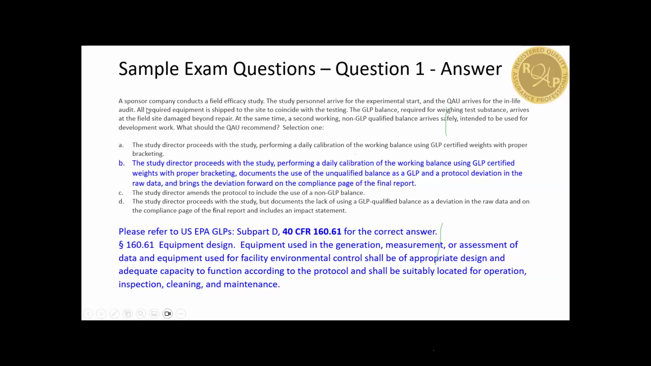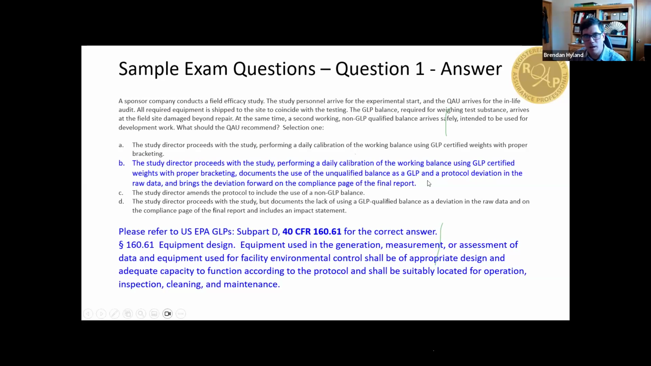I just spotted another clue too. In B, it says documents the use of the unqualified balance as the deviation, whereas in D, it says a GLP qualified balance. So what is GLP qualified versus something that's unqualified? Again, that speaks to me that they would have to have an SOP defining what GLP qualified meant, I guess. Is that a clue? Maybe it is. Okay, so let's move on to this.